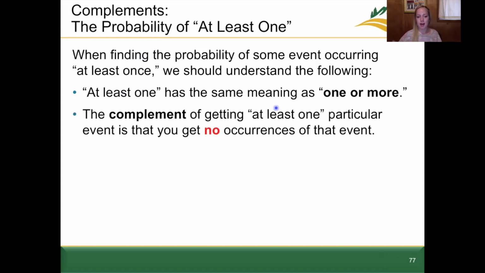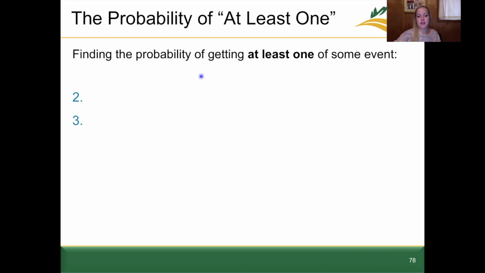Now applying complements, the complement of getting at least one particular event is that you get no occurrences of that event at all. Okay, so it's either one or more, or no occurrences at all. Those are the complements of each other. Now we're going to talk through the steps of finding the probability of at least one. So finding the probability of getting at least one of some event.